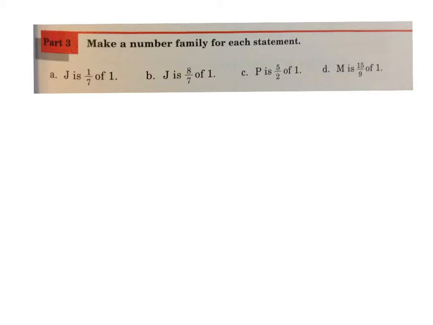So let's look at A together. So I know that I'm going to make a number family because I read that in the instructions. Make a number family. So I'm going to start out my arrow. And then I'm going to look back at the statement, and it says J is 1/7. And I know that 1 over 7 is less than 1, which means that J is going to be a small number. These are difference problems, so I want to know the difference between J and 1, so my other small number is going to be a difference.